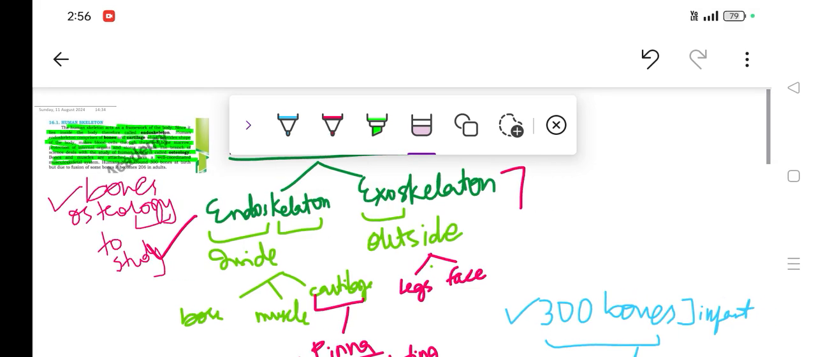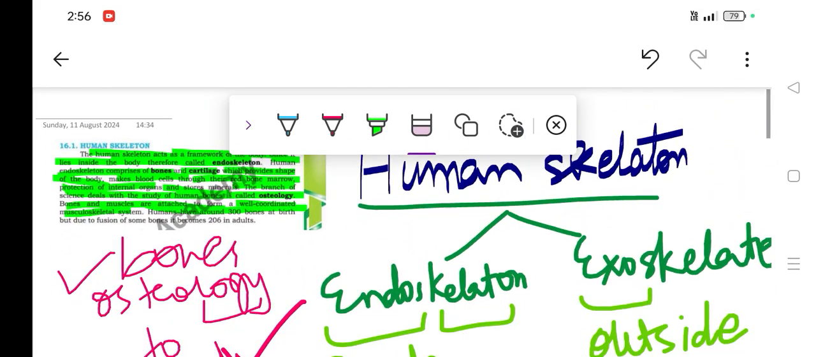And yes, I hope the human skeleton is very much clear to you. So some bones fuse, and it becomes 206 in an adult.